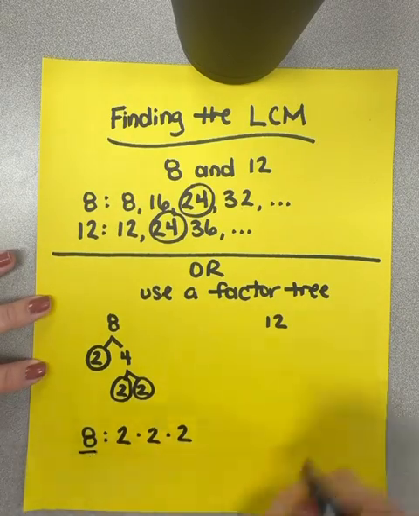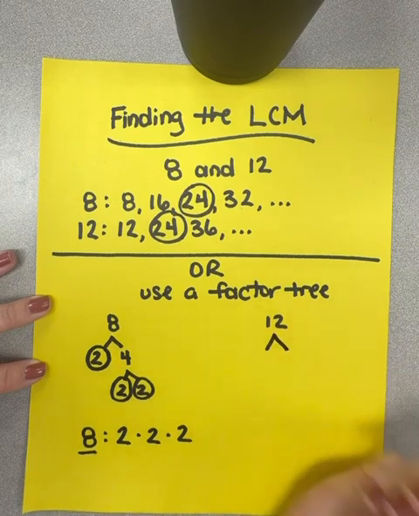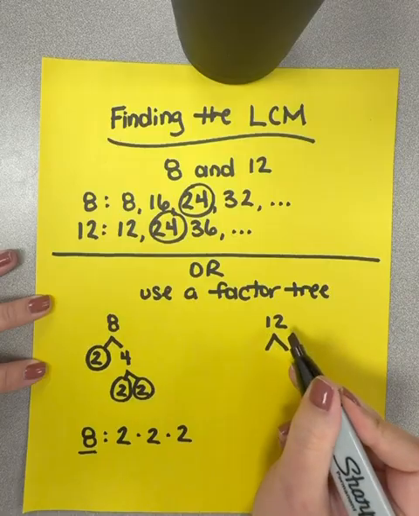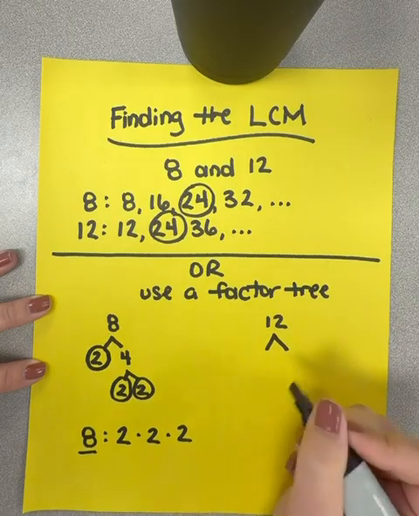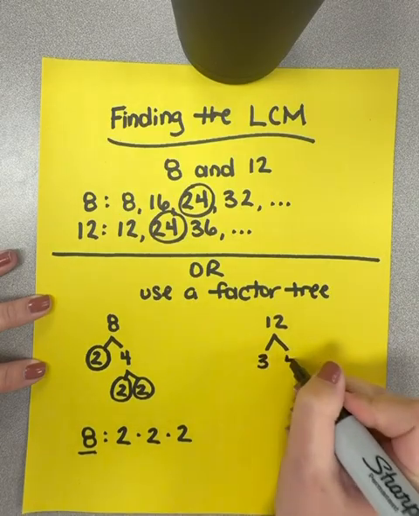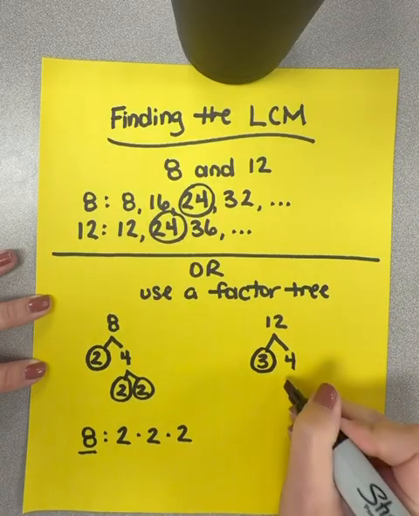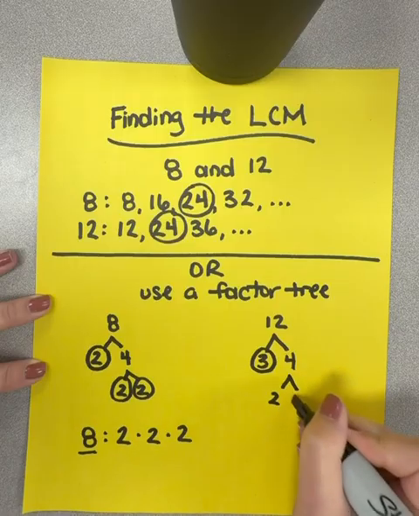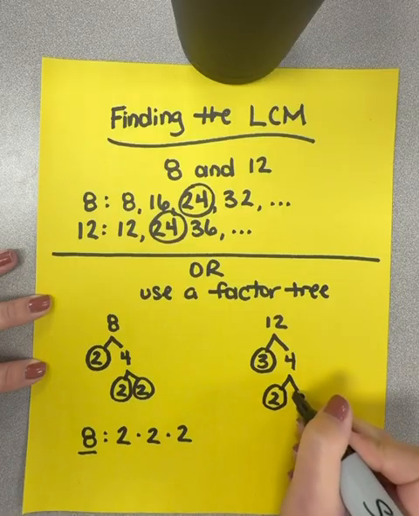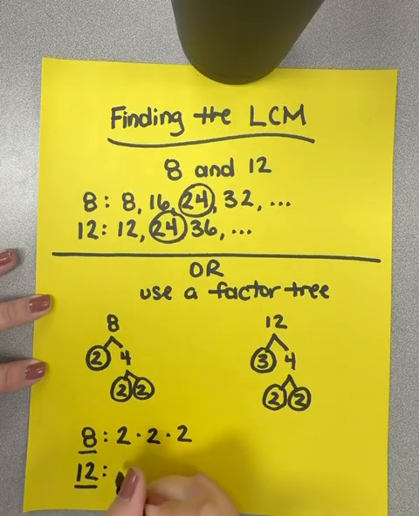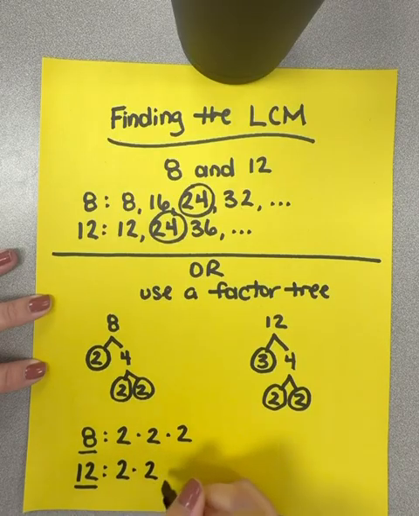And now I'm going to do the factor tree for 12. Again, any factor that you use, as long as it's not 1 or itself, can go ahead and be given. So I'm going to use 3 times 4. Since 3 is a prime number, I'm going to stop there. Continue on with 4, and that gives me 2 and 2. And again, those 2 are prime numbers. So for 12, it would be 2 times 2 times 3.